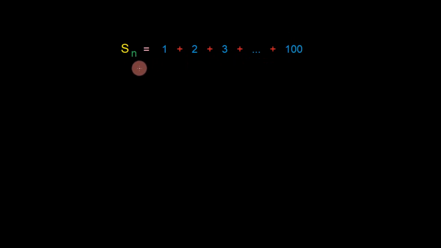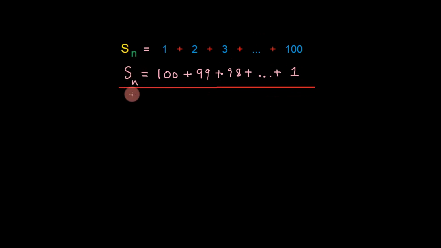Now we rewrite the series back to front. So we start with the last term, which is 100. Now the common difference here, of course, is 1. When we write the series back to front, we subtract 1 each time to get to the next term. So 100 minus 1 is 99. 99 minus 1 is 98. And so we can continue subtracting 1 and adding the terms until we get to the first term, which of course is 1. Now we add the two series.